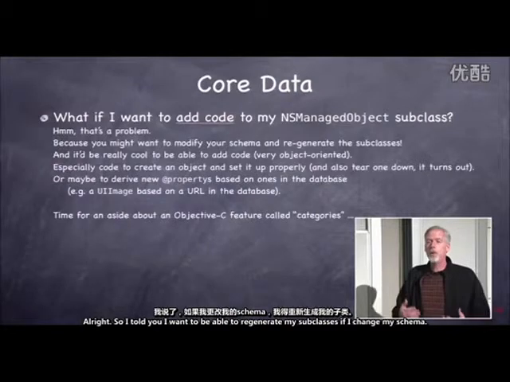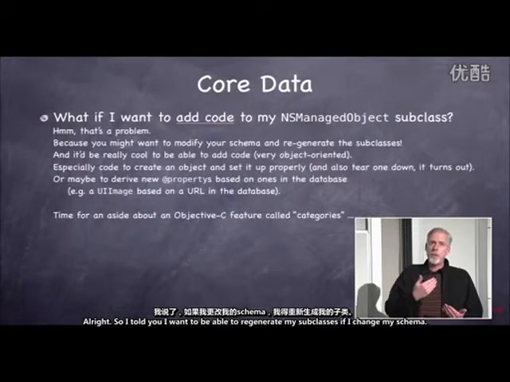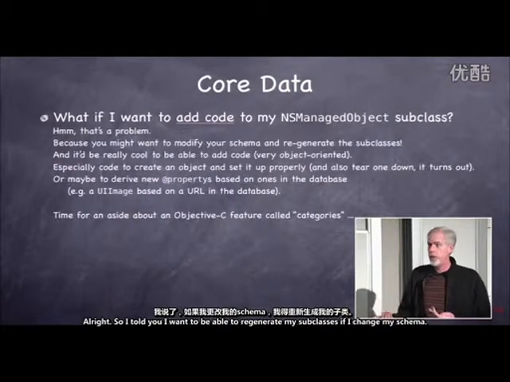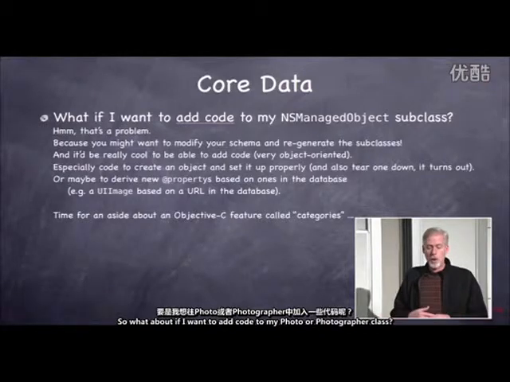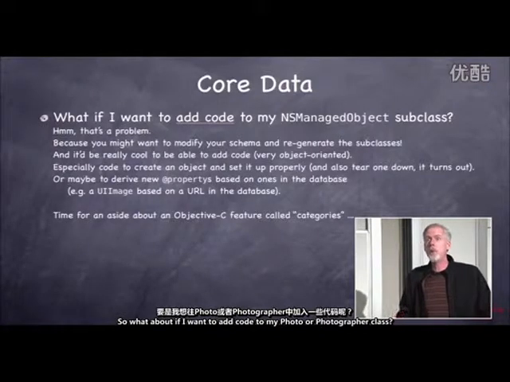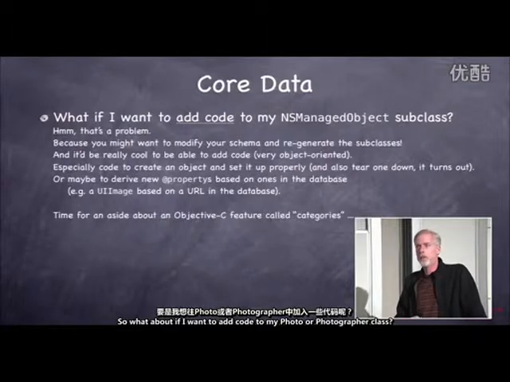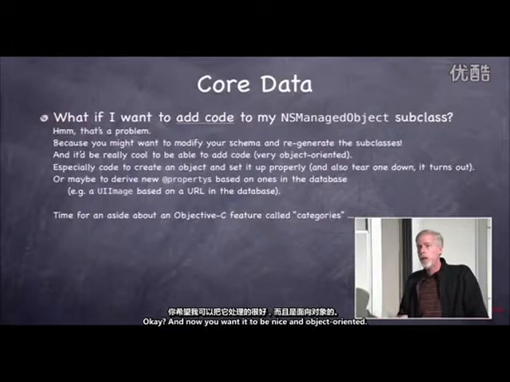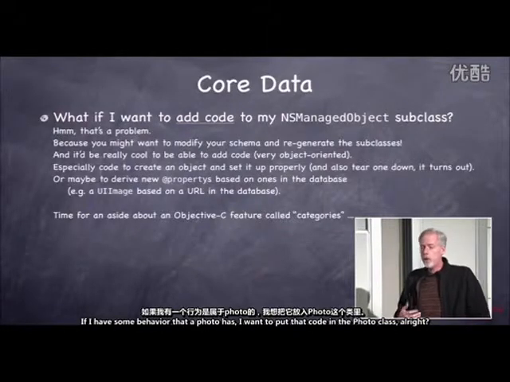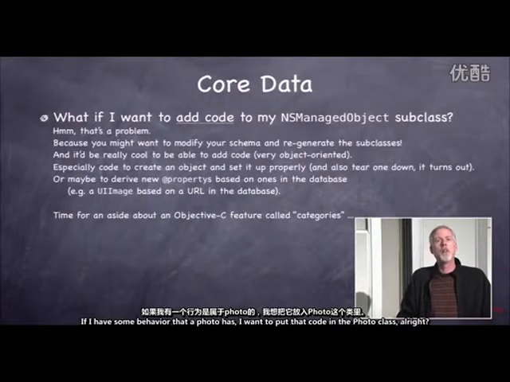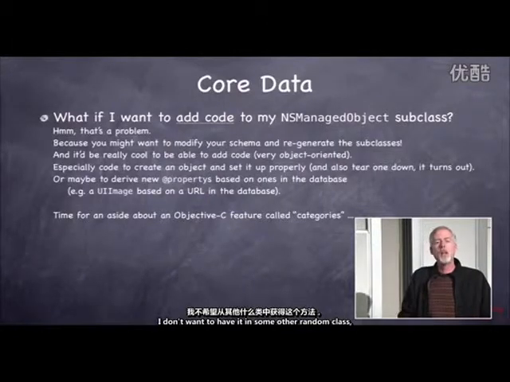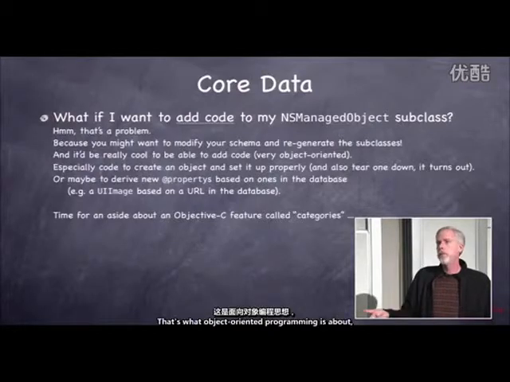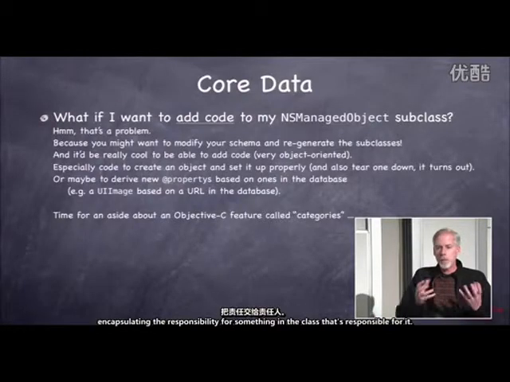All right. So I told you I want to be able to regenerate my subclasses if I change my schema. So what about if I want to add code to my photo or photographer class? Okay, you can definitely imagine I would want to do that sometimes. I want to be nice and object-oriented. If I have some behavior that a photo has, I want to put that code in the photo class, right? I don't want to have it in some other random class. It belongs in photo. That's what object-oriented programming is about, encapsulating the responsibility for something in the class that's responsible for it.